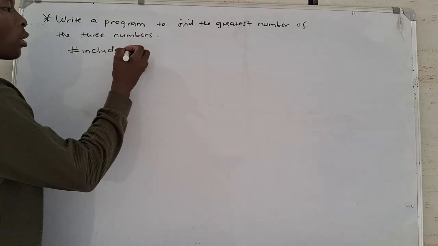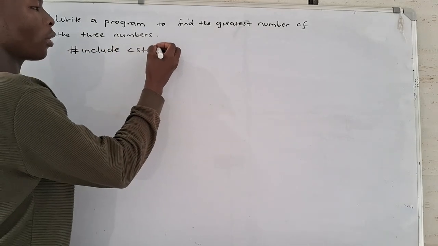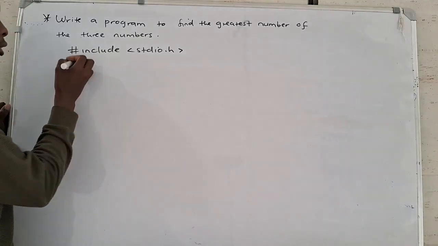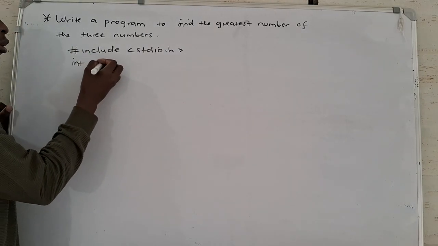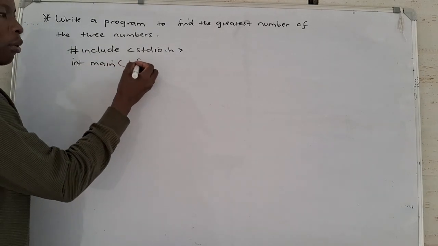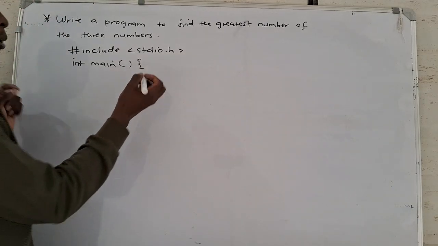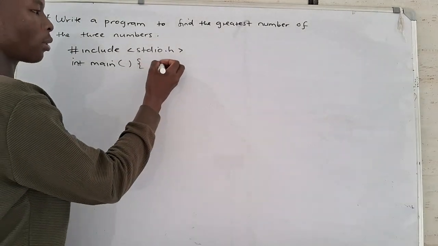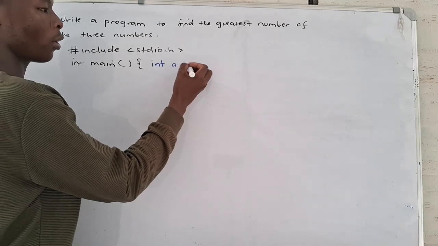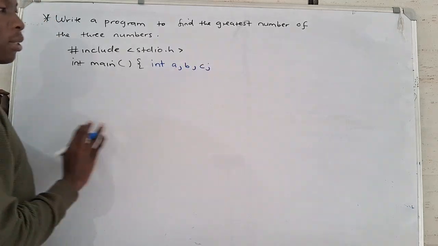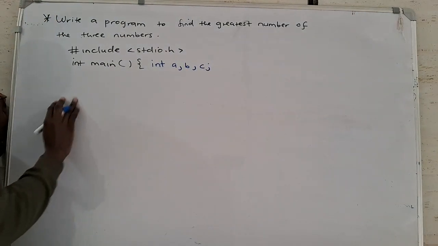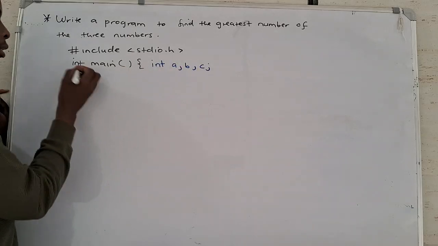Hash include stdio.h. int main. Okay, so here you are supposed to declare how many variables? Three variables. int a, comma b, comma c, semicolon. Okay, now you are supposed to take these things.